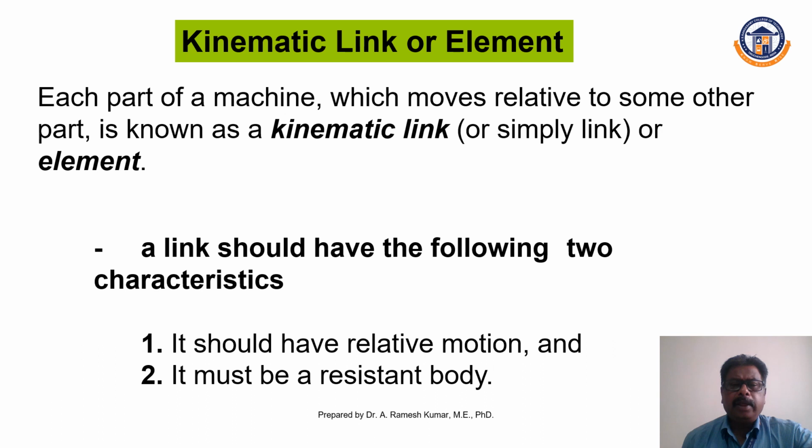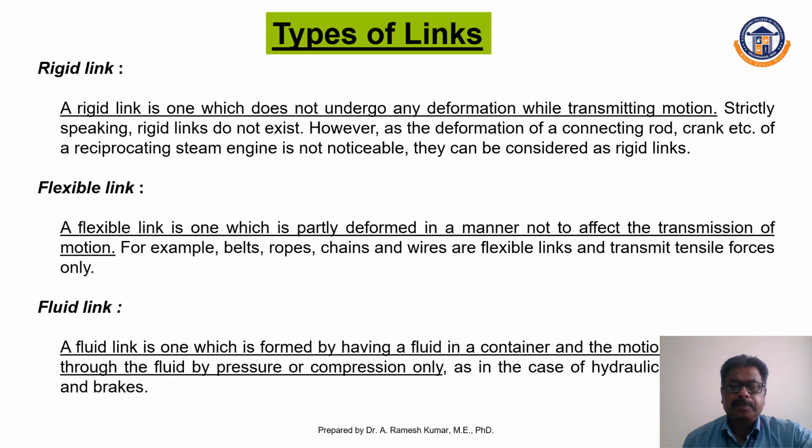Kinematic link: each part of a machine which moves relative to some other part is known as kinematic link, or simply we can call it a link or an element. A link should have the following two characteristics: it should have relative motion and it must be a resistant body. The types of links are rigid link, flexible link, fluid link.